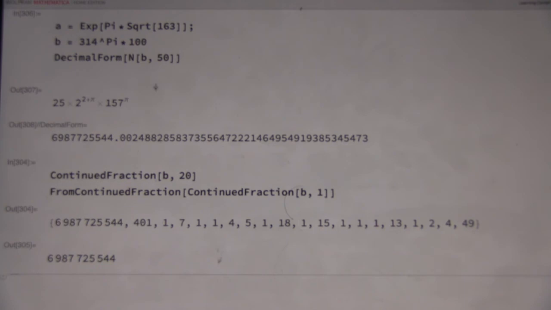Okay, so this was nearly an integer. Yep. And in fact, you saw that it was this: 6,987,725,544, and then the next part is 401 later. Wow, okay, all right, so that's neat. So 314 to the pi power, whole thing times 100, is also nearly an integer. Yeah. That's pretty cool. All right, high five, good work.